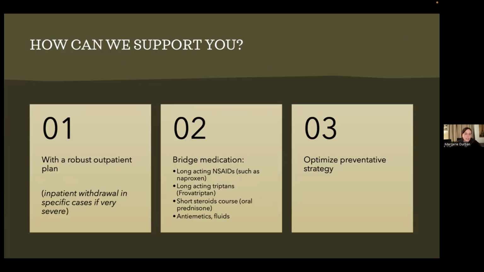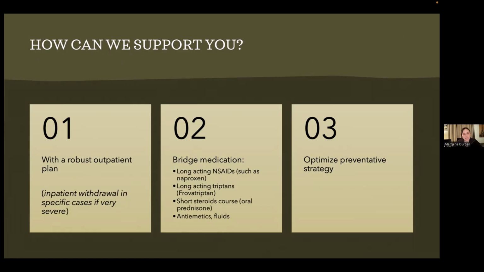So how can we, as your neurologist, support you? We come up with a plan. If your withdrawal headaches get out of control, we should have a plan in place, and we'll help you through that, like making a good, robust plan. For some people, in very specific cases where it's very severe and they need IV medications, it's possible to do it inpatient too.